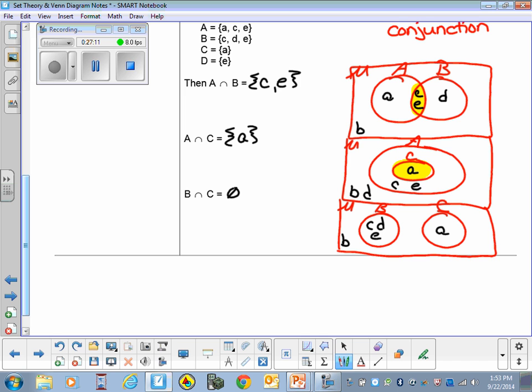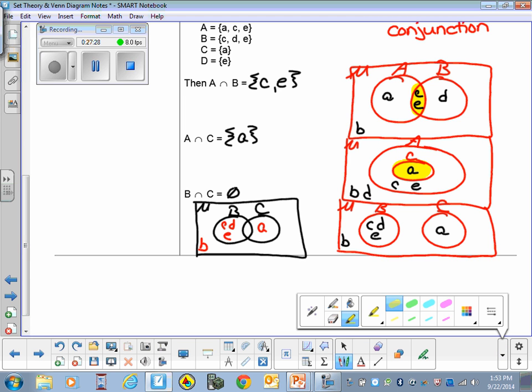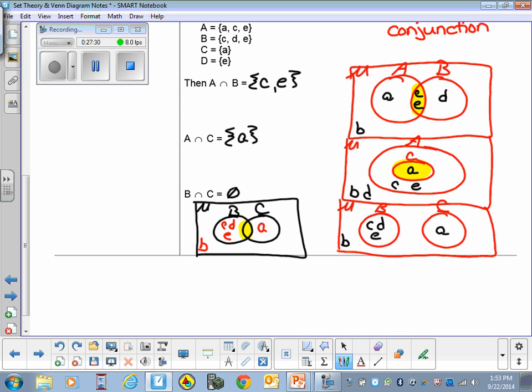If I drew this as overlapping sets, I would have to color this empty section right there. Okay, so there are options when you're drawing these sometimes, and how you shade depends on which option you choose.